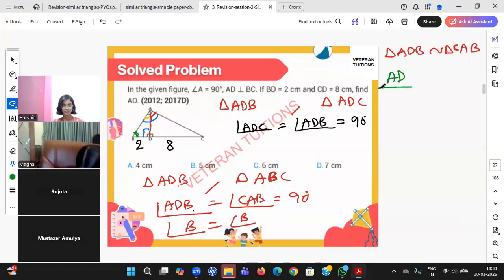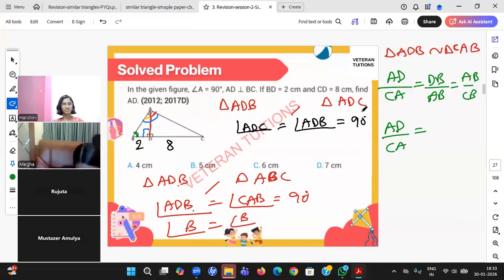AD by CA equal to DB by AB equal to AB by CB. Okay, I just use similarity CPST. AD I want, CA I don't have. DB to AB I don't have. AB I don't have. CB is 10. Okay, then I can see I can frame out these two.